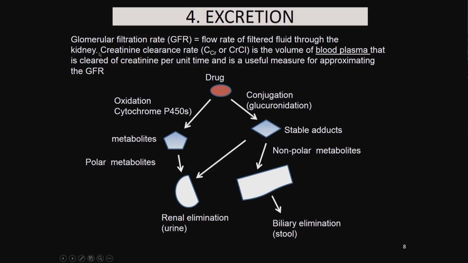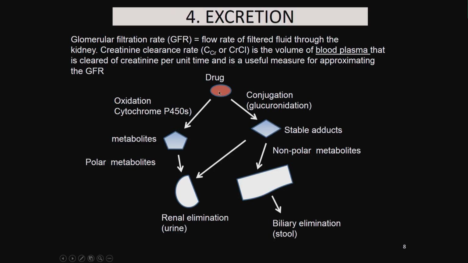You have glomerular filtration rate, GFR, the flow rate of filtered fluid through the kidney. So this is called GFR. Creatinine clearance rate, CCR or CL, is the volume of blood plasma that is cleared of creatinine per unit time. This is a very useful measure for understanding GFR. So, how much creatinine gets removed per time from the blood plasma tells you the GFR.